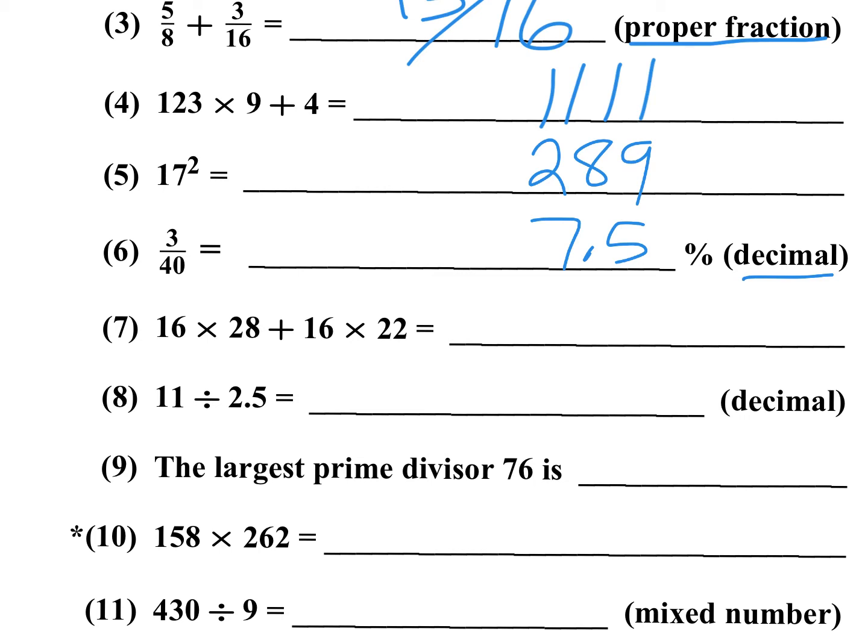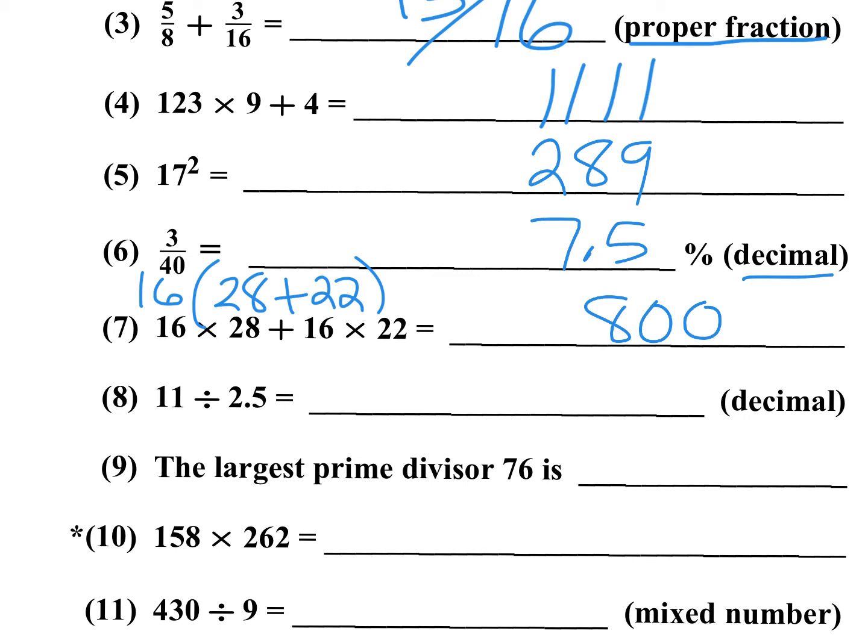Number 7, 16 times 28 plus 16 times 22. Here, you would mentally factor out a 16, and you're left with 28 plus 22. Once again, I'm showing you the work here just to explain the problem. You cannot write anything other than the answer. So 28 plus 22 is 50. 50 times 16 is the same thing as 100 times 8. 100 times 8 is 800. That's called using a double and half method.